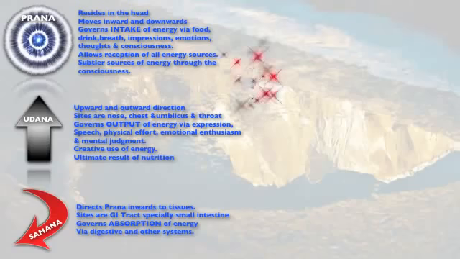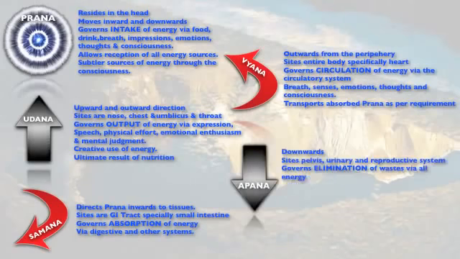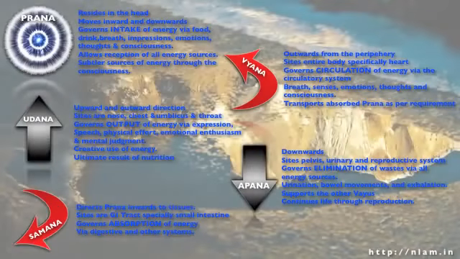Vyana has an outward direction towards the periphery. Its site is the entire body, especially the heart. It governs the circulation of energy via the circulatory system, but also through the breath, senses, emotions, thoughts, and consciousness. It transports the absorbed prana to the places where it can work and express itself. Apana has a downward and outward movement. Its sites are the pelvis, urinary tract, and reproductive system. It governs the elimination of waste energy via all energy sources.